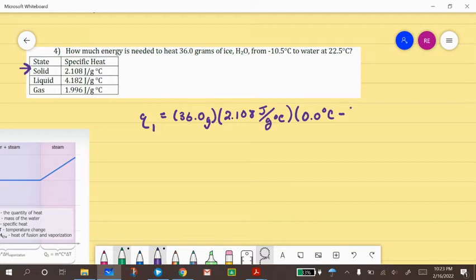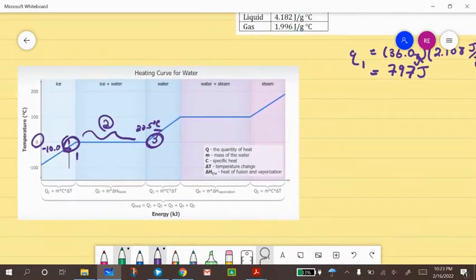And our initial temperature is negative 10.5 degrees Celsius. And that's what gives us our positive temperature here. So our delta T right here ends up being 10.5 degrees Celsius. So our Q to three significant digits is 797 joules. You can see grams cancel, degrees Celsius cancel, and you're left with joules. So that is how much heat it takes just to get from -10 to 0.